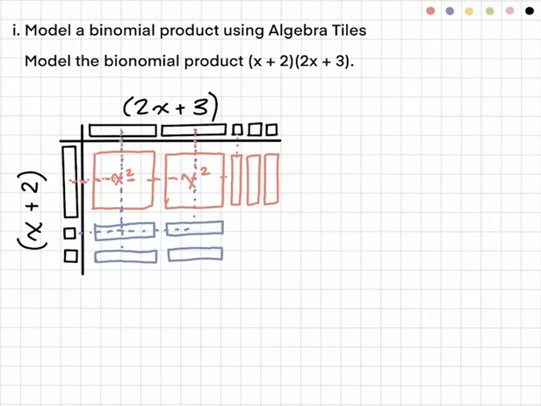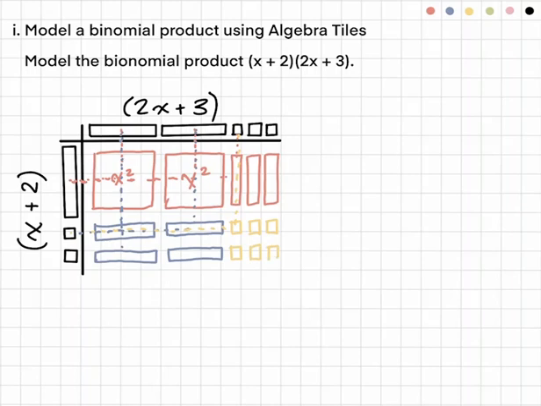You could do this from the top or from the side, it's up to you. So you've got 1 times 1 is 1, and that is going to happen for each of these tiles.